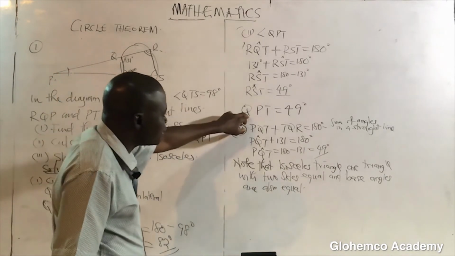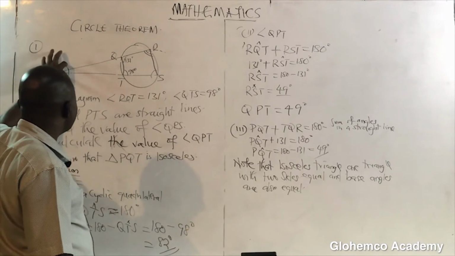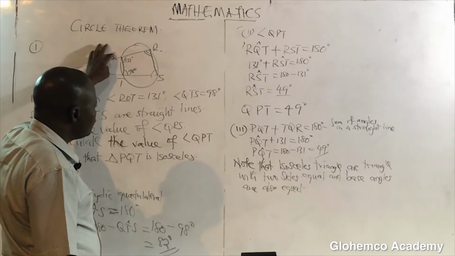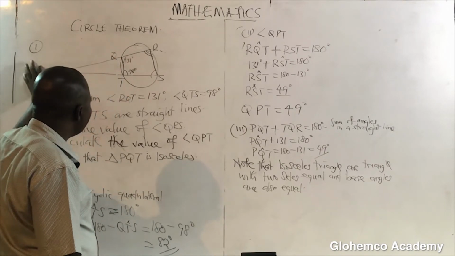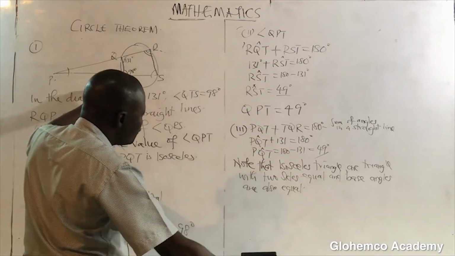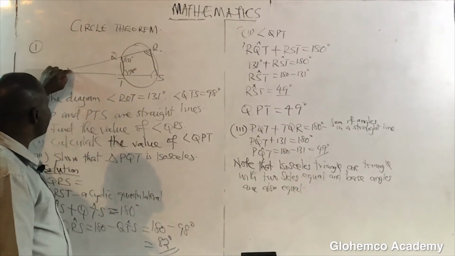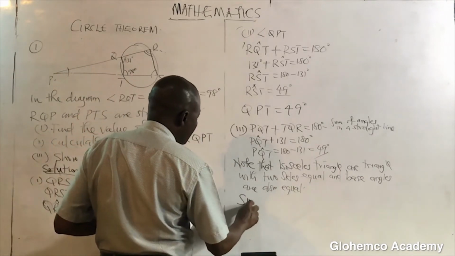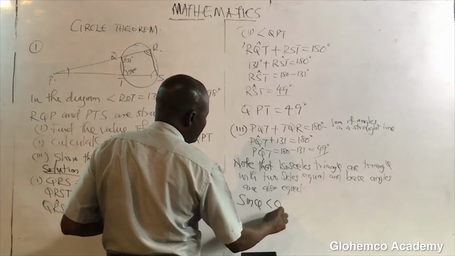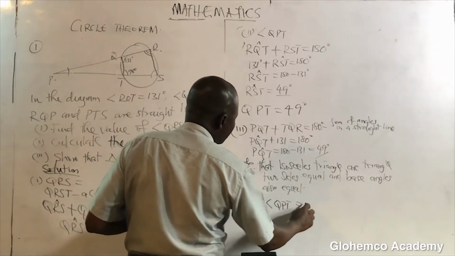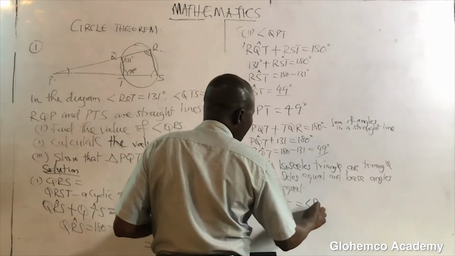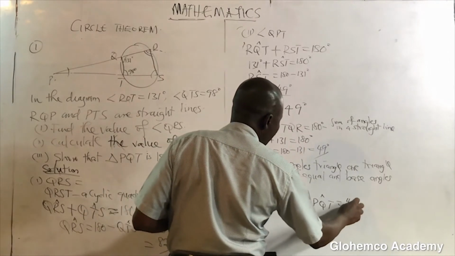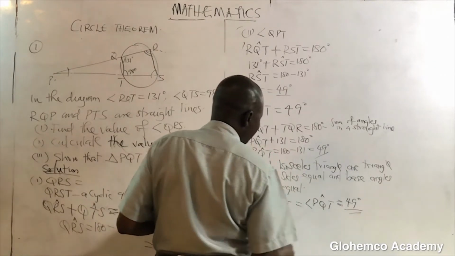Angle QPT, like we found the other time, was 49. QPT was 49. Now we find PQT. PQT is also 49, which means they are what? They are equal. It is 49, this is 49. They are equal. Therefore, you can now say that since angle QPT equals angle PQT equals 49 degrees.